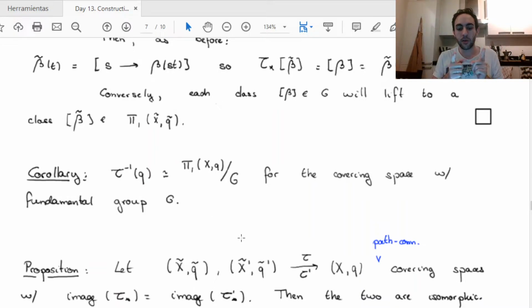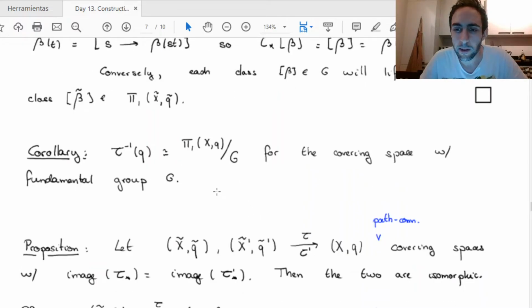So what has happened now? We had our subgroup G. Our subgroup G becomes the fundamental group of the covering space, and its fiber becomes the coset space. So sort of they're like the two sides, the opposite of each other, right? So we proved the existence of the covering space.